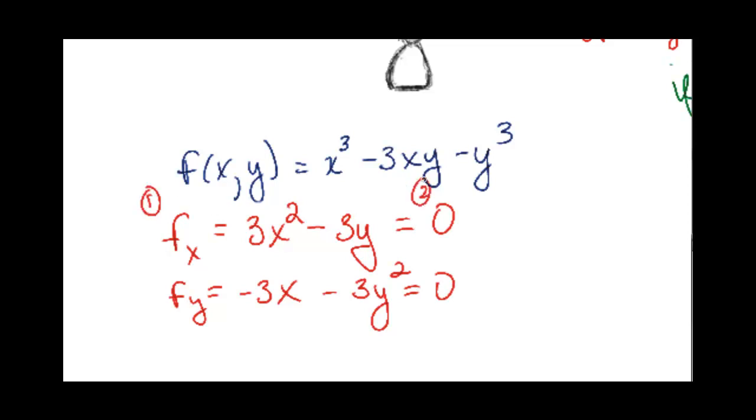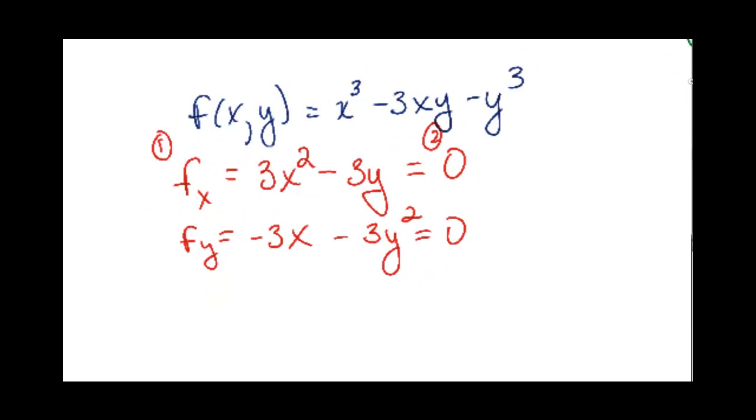Here's step 2. Now we solve them, right? What I'm going to do is solve for y in this equation and plug it into that equation. Let's see how that works out. So I have 3x squared minus 3y equals 0. Add that 3y over. Oops, one too many y's there. And then divide both sides by 3. And then cancel, and you get y equals x squared.